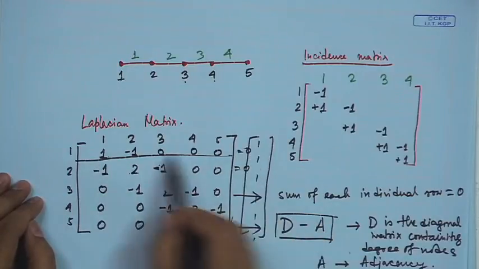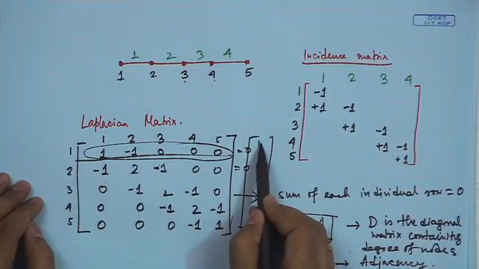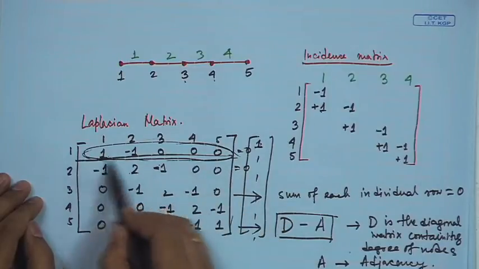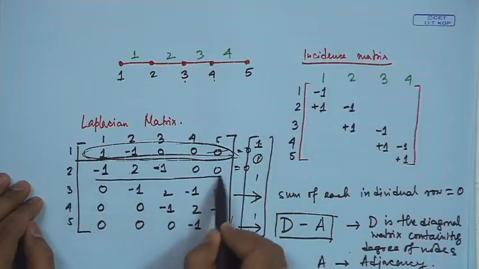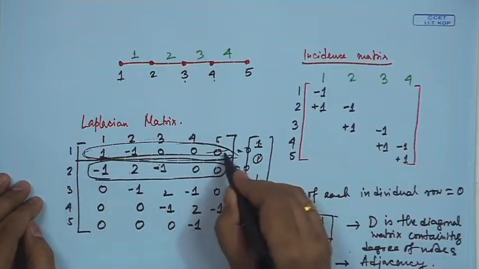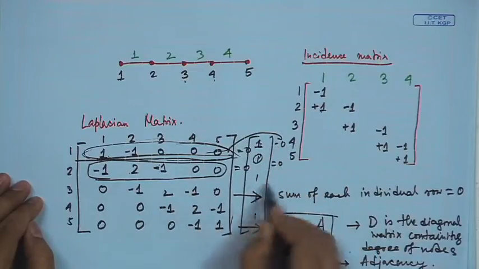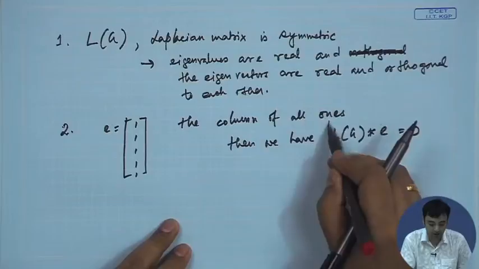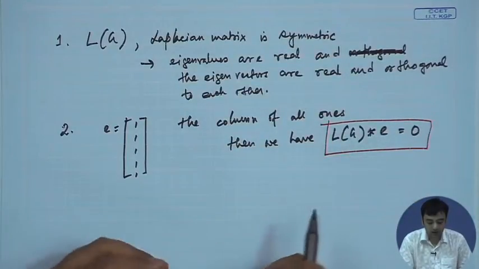The first entry will do nothing but sum all the entries of this particular row. The first value, the product with this one, will do nothing but sum all the entries of the first row. Similarly, the multiplication with this one will sum all the entries of this particular row. So, the sum of this first entry is equal to 0, as you know, the second entry is equal to 0, and so on and so forth. Therefore, from this observation we have this interesting property that LG into a vector of all ones is equal to 0.